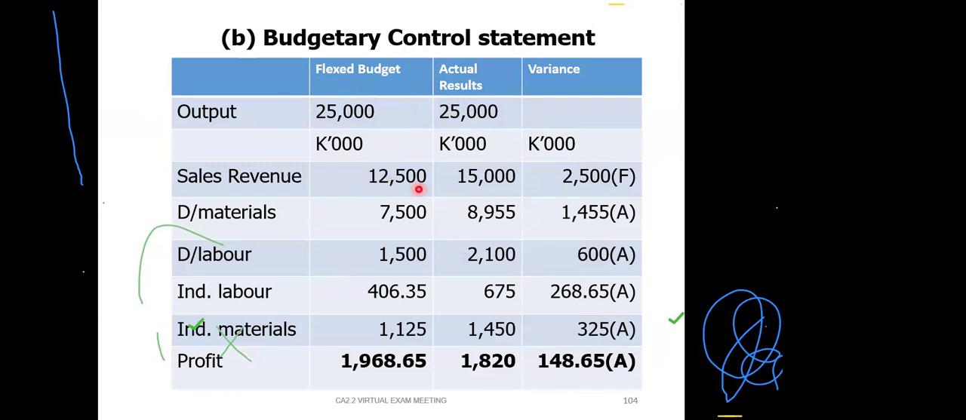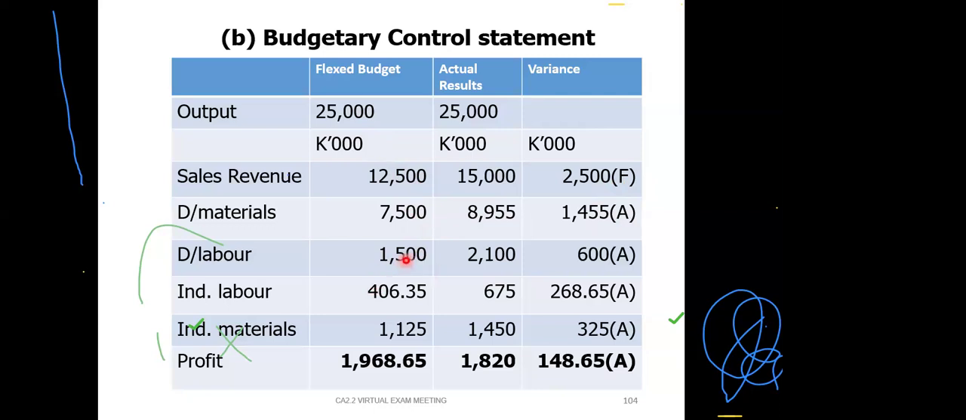Okay, so revenue there, you raised 15, you should have raised 12,500, so you did well there, that's favorable. In terms of direct materials, you should have incurred 7.5 when you flex at that level of activity, but you incurred 89.55, so you spent more.